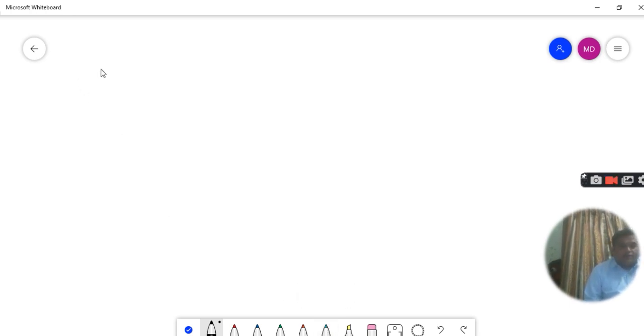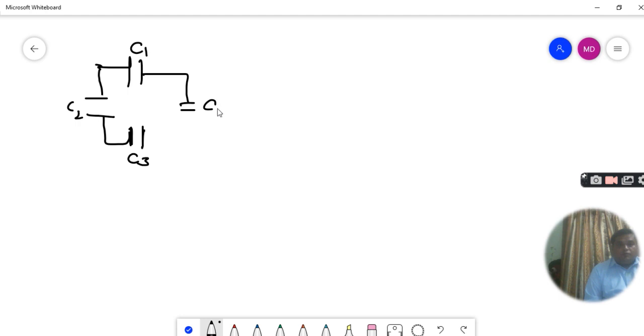Like I draw the diagram, it is very important. Here is C1, and here C2, the C3 is also given, C2 and C3, and here is C4. C1 equals 3 microfarad, C2 equals 9 microfarad, C3 equals 9 microfarad, and C4 equals 9 microfarad is given.